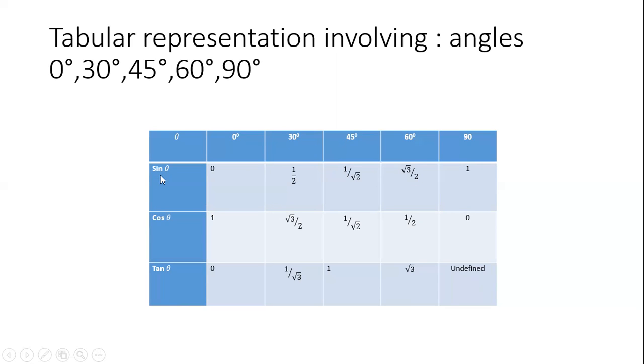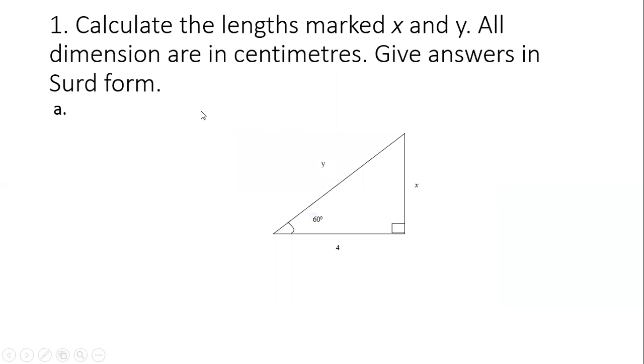So sine starts from 0 and ends at 1. Cosine starts from 1 and ends at 0. Tangent is sine divided by cosine. We want to use this in solving some questions. Calculate the length of marked x and y. All the dimensions are in centimeters. Give your answer in the short form.